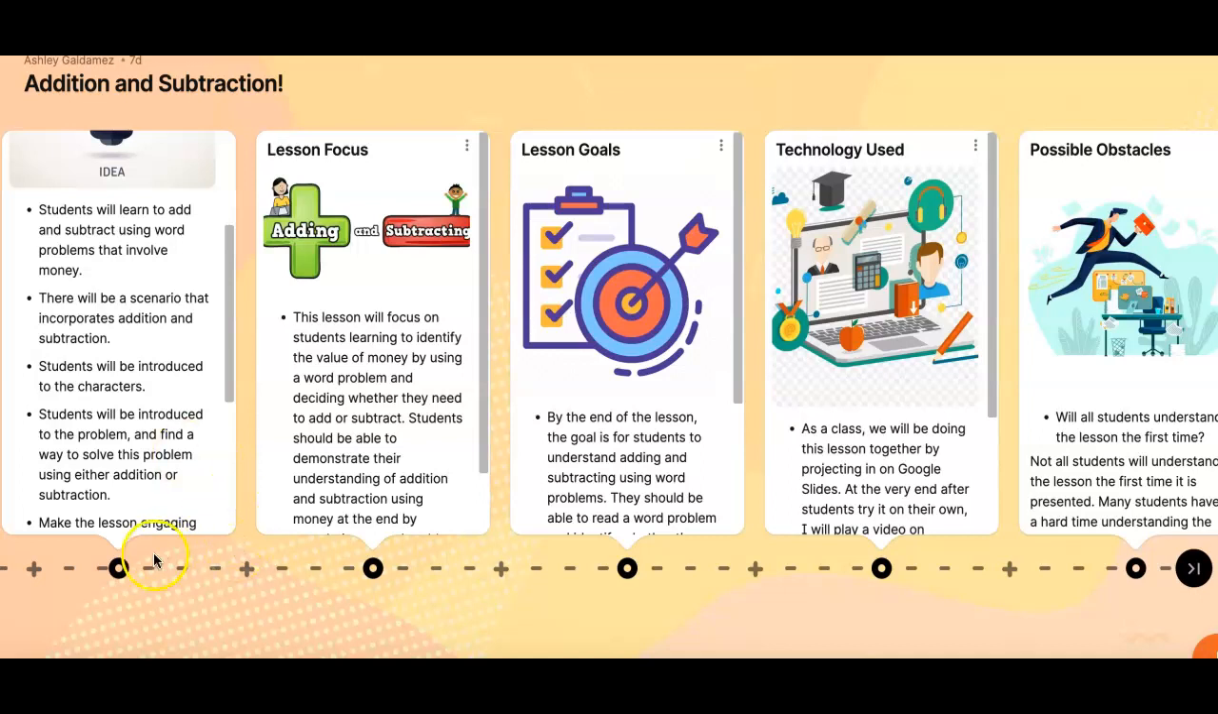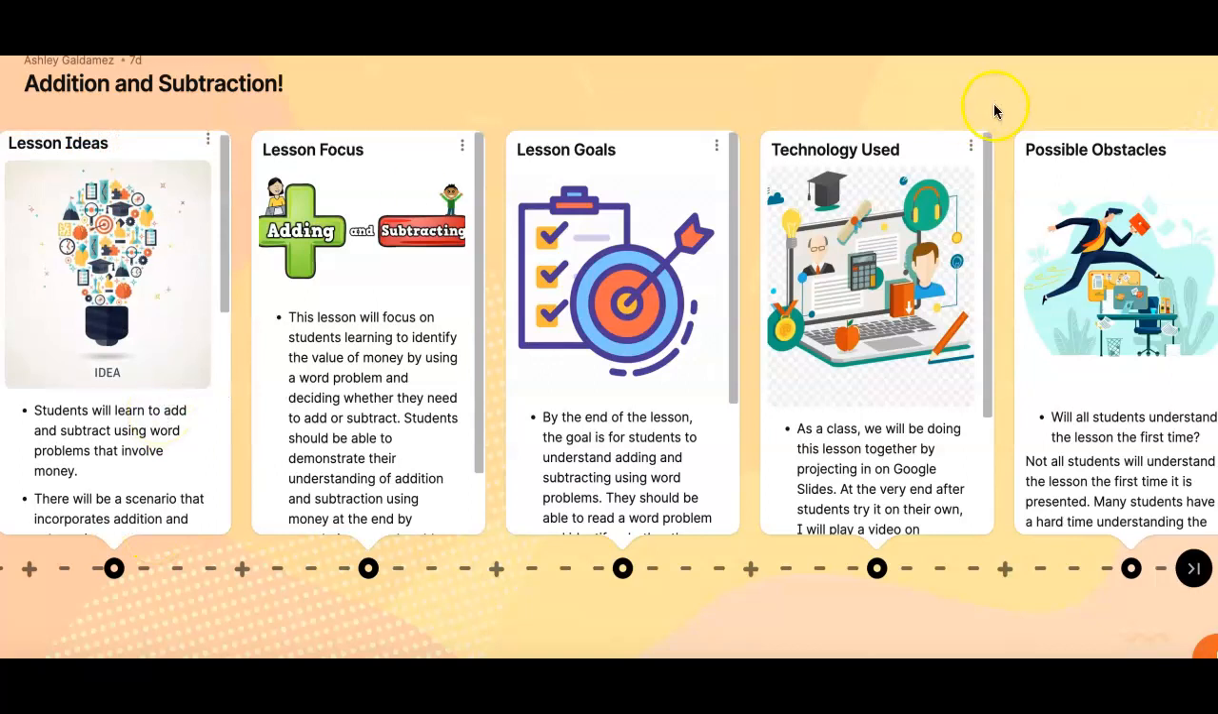They're going to most likely solve the problem by identifying the keywords that we will be discussing prior to starting the actual word problem. So keywords such as sum, total, less, takeaway, those will help in identifying whether it's an addition or subtraction problem. So the lesson will focus on students learning to identify the value of money by using a word problem and deciding whether they need to add or subtract.